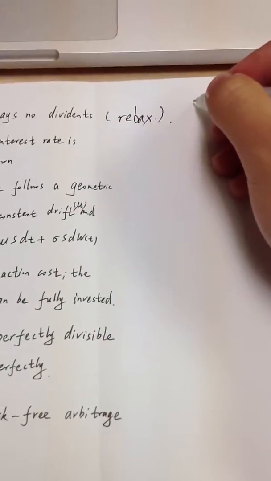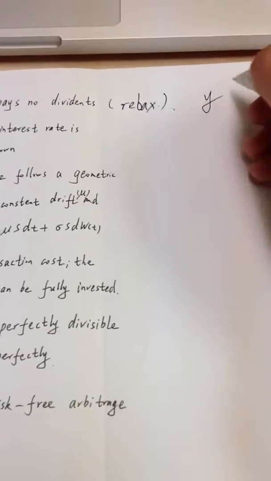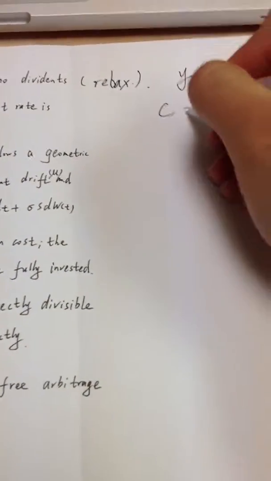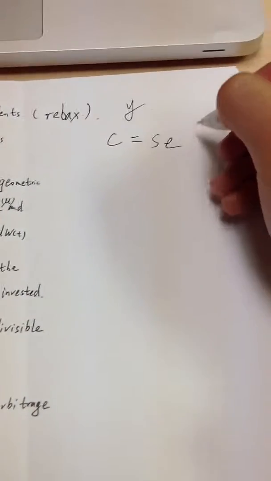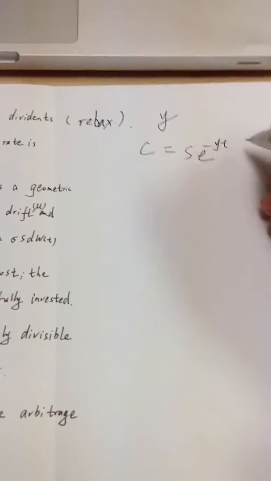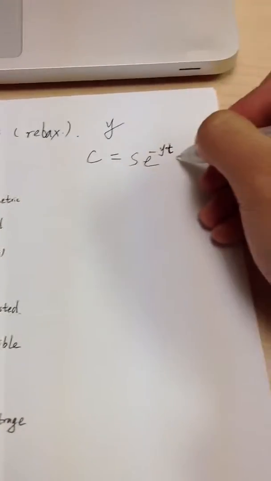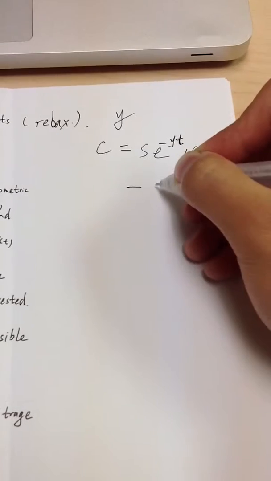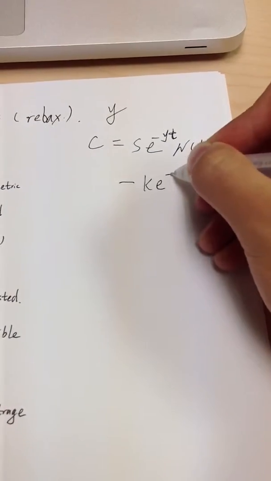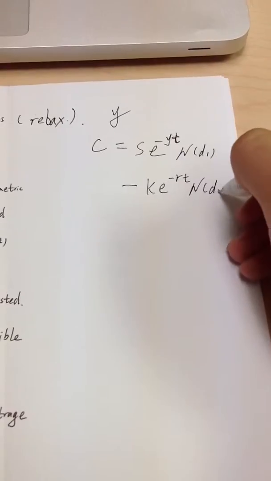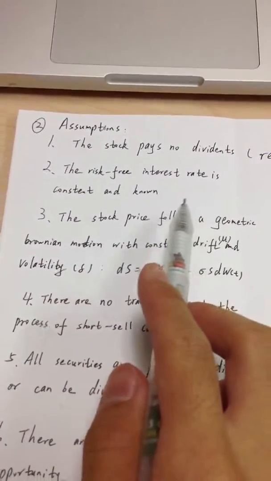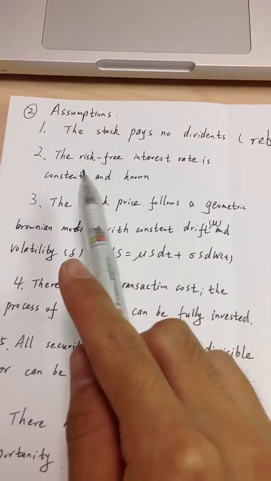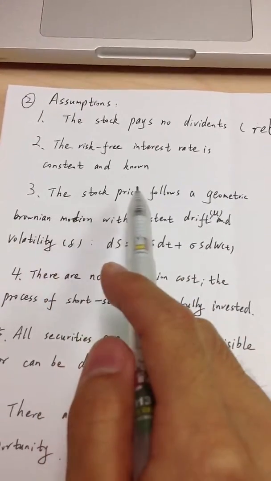If there is a continuous dividend yield of Y, then the core Black-Scholes formula is the stock price multiplied by e^(-YT) N(d1) minus the strike price K e^(-RT) N(d2). This is the new Black-Scholes formula under the relaxed first assumption. And the second assumption is that the risk-free interest rate is constant and known.